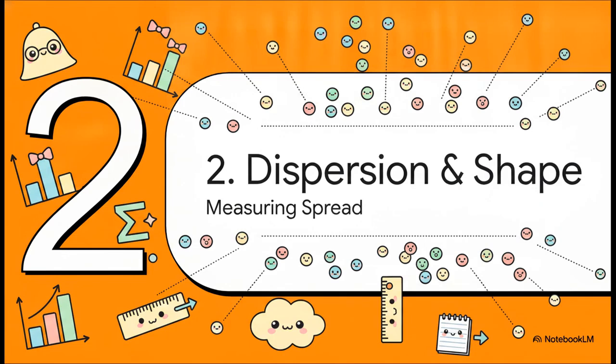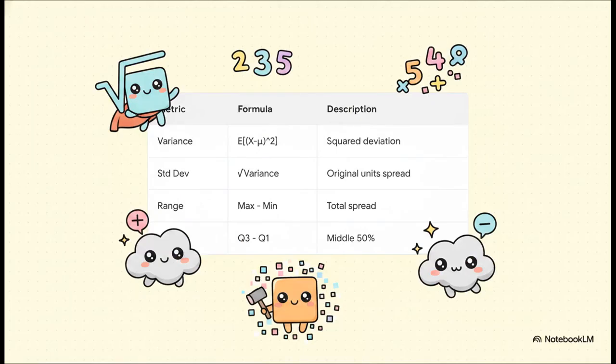Moving on to Section 2. The spread, dispersion, and shape. Because just knowing the center isn't quite enough. We actually have to measure the risk and the variation around that center. So here is your dispersion toolkit. We've got the formulas for standard deviation, variance, range, and the interquartile range, or IQR.